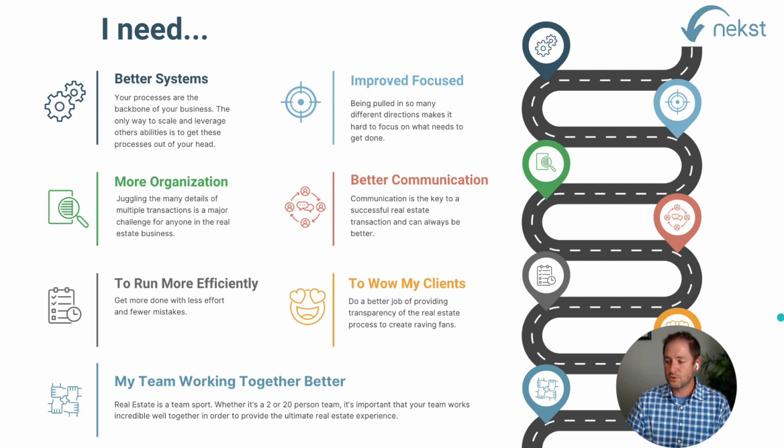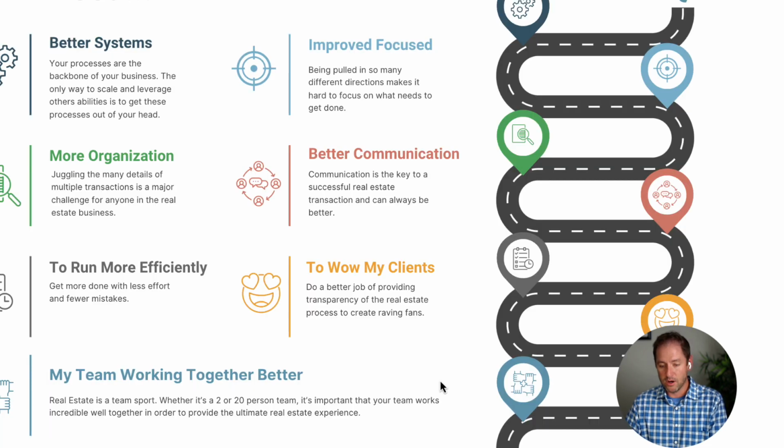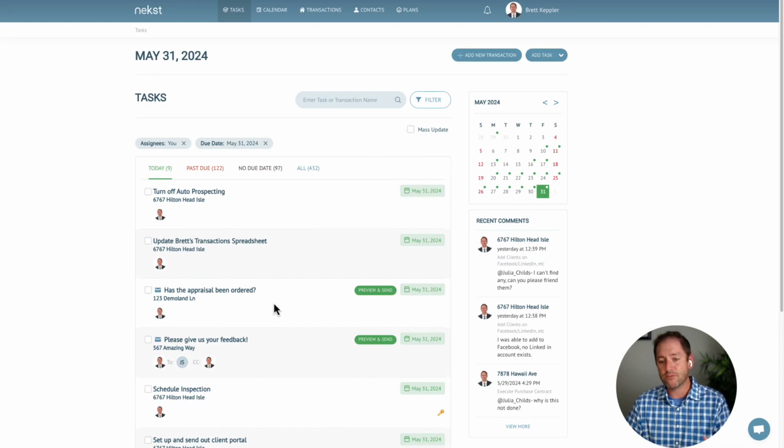So in order to start out with talking about systems, we are going to look at the different types of properties that can be managed within Nekst. We're going to look at some of the preloaded action plans and the different types of tasks that we give you to build out some super effective workflows. So we're going to pop in over here to our Nekst, and I'm on a team version. So this is a little bit different than what you might see in the free version or the single user version, but for the most part, the features are pretty much the same except for the collaboration features that come along with our team version.